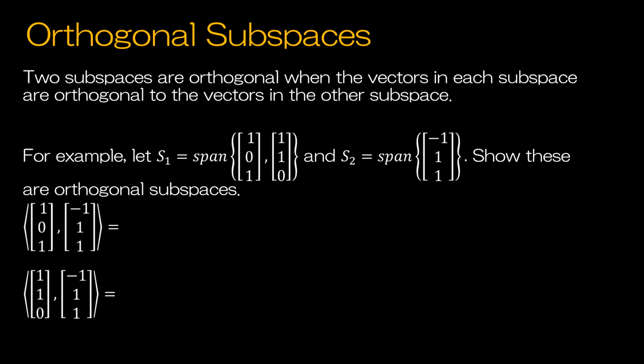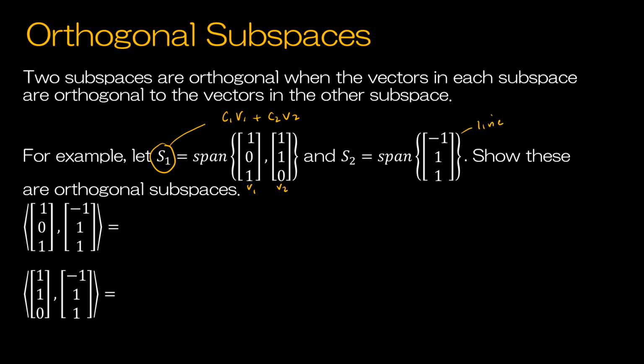So for instance, we're going to let S1 be the span of the vectors (1, 0, 1) and (1, 1, 0), and S2 be the span of (-1, 1, 1). Now just remembering what span means, we're saying that anything in S1 can be found by taking C1 V1 plus C2 V2, where this is V1 and this is V2. So in this case, we would be dealing with a plane, whereas the span of (-1, 1, 1) would be a line.